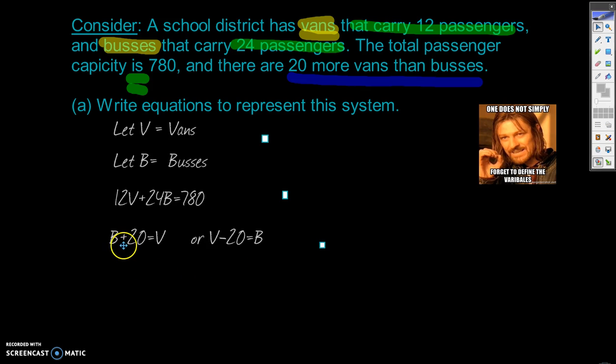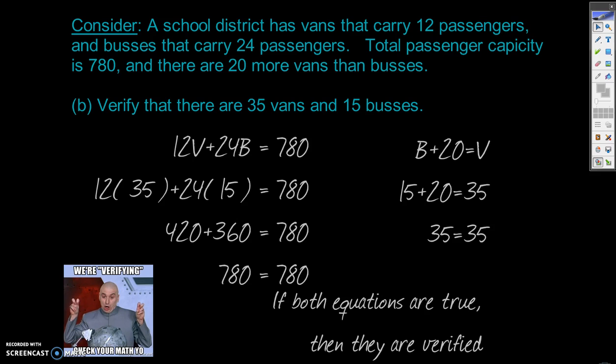Only difference is here that I moved the 20 to the other side. I subtracted that to get b alone by itself. So I could get either b plus 20 equals v, or v subtract 20 equals b. Either or, you're still going to get the same answer. But pay attention to the words of the question, and you want to make sure that it says it's equal to.